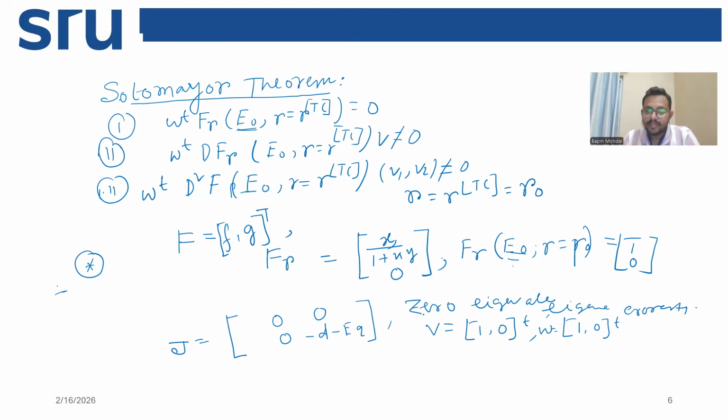Previously we found FR. Now we just multiply by WT. If we multiply WT, here we can get 0, 0. Putting this value into the equation, we have 0, 0. Now we check our second condition.